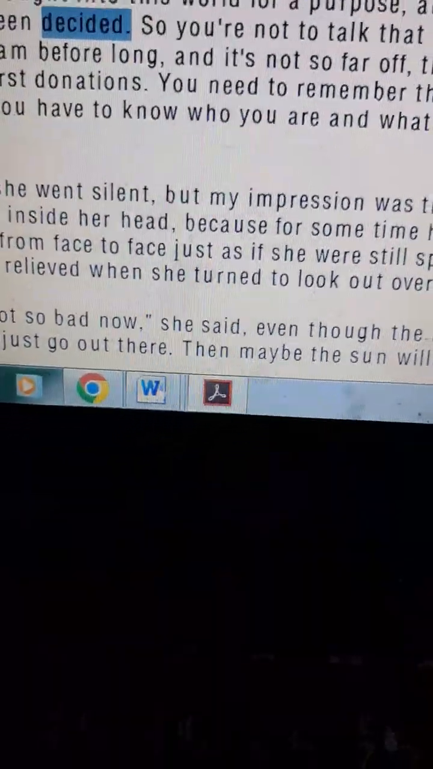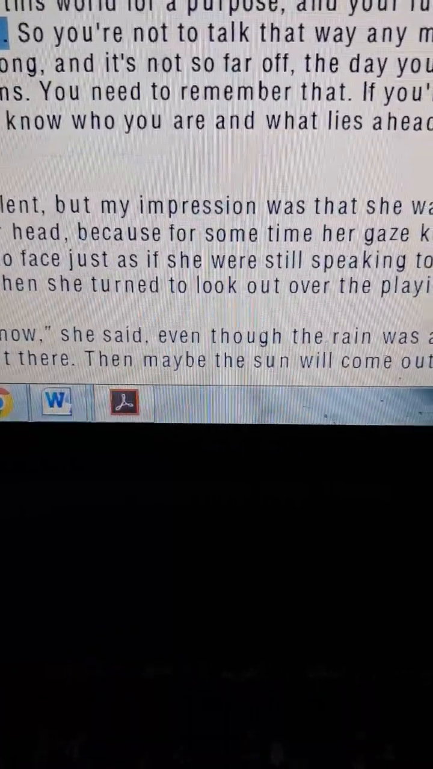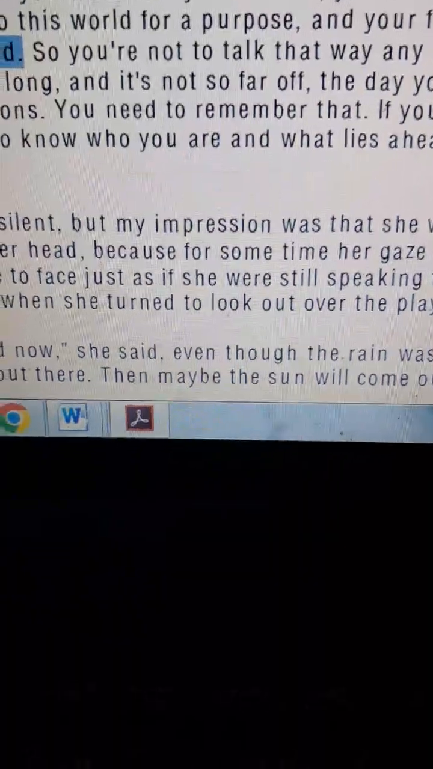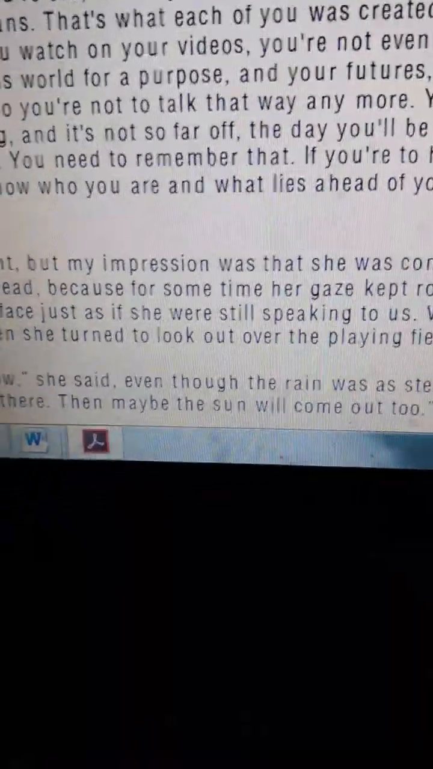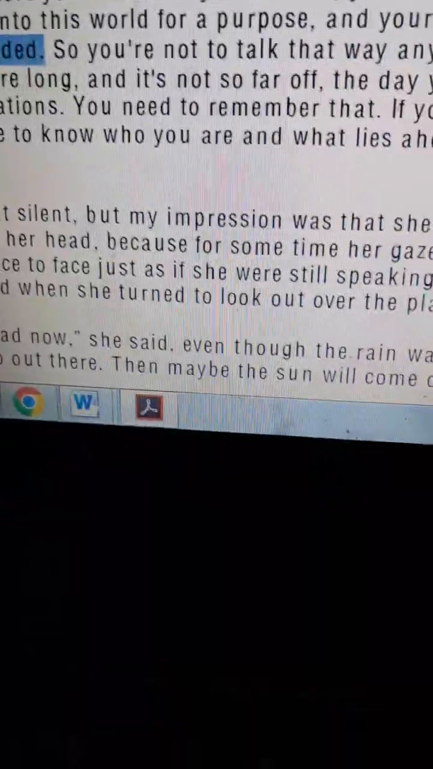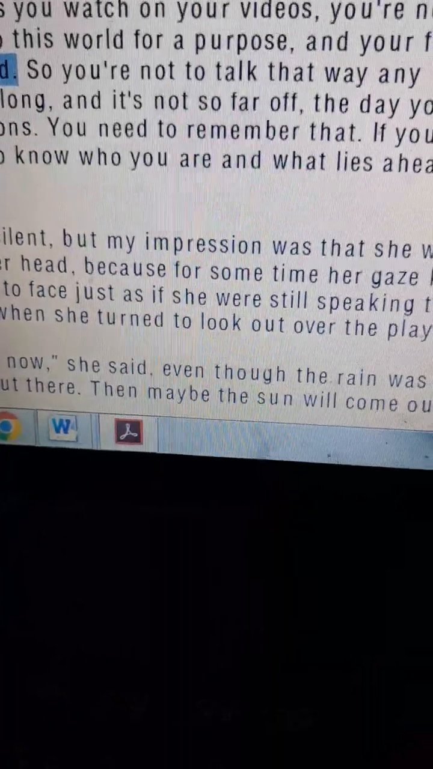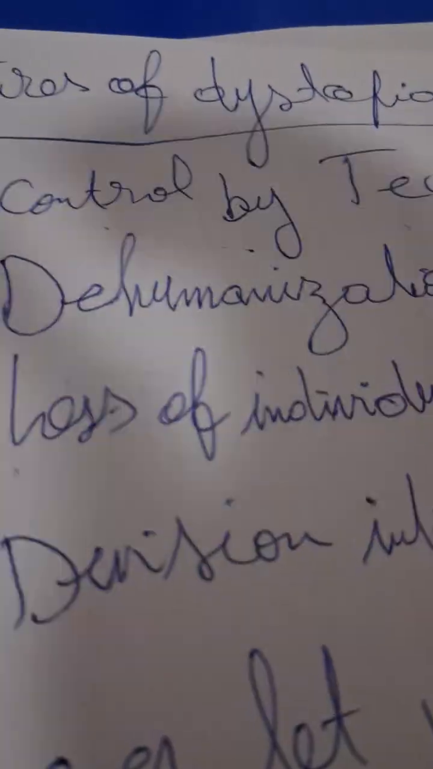It means you are objects, you are a commodity, a tool to achieve a specific goal. So this is dehumanization. Dehumanization actually is a dominant feature in this novel.